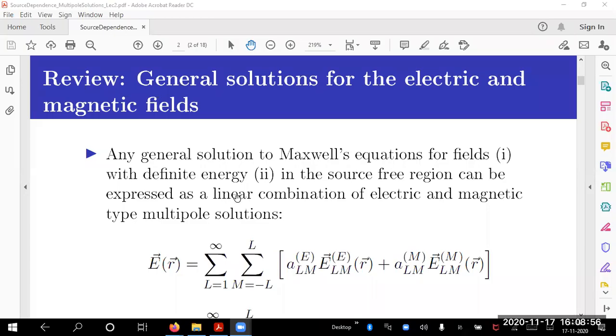Okay. So any general solution to Maxwell's equations, if I have an electromagnetic field, what is the general solution? The general solution is for a definite energy, and the energy of the radiation is fixed, some value is there. In the source free region, if I take it, then it can be expressed as a linear combination of particular solutions. So that is to say, I have particular solutions and then general solution.